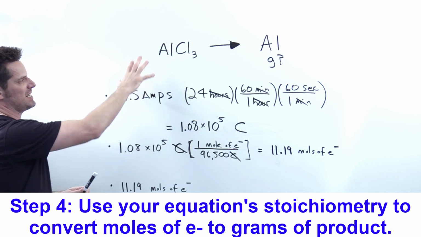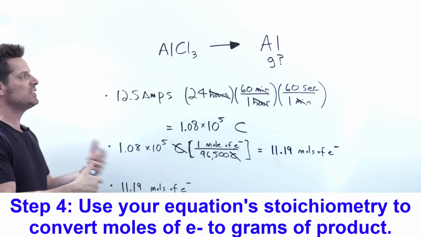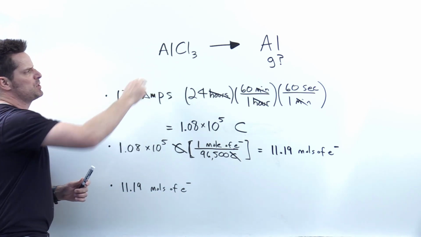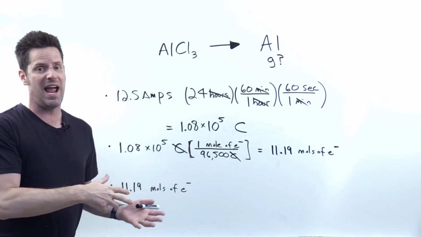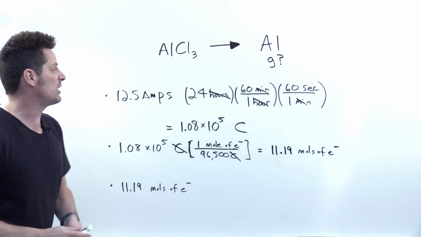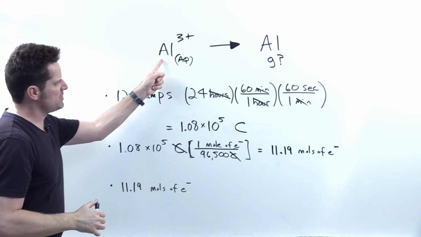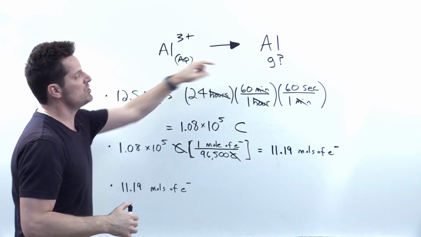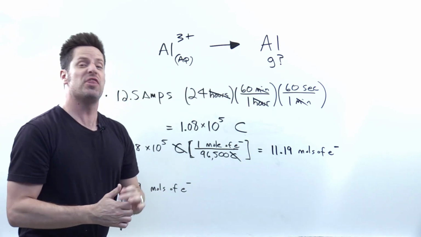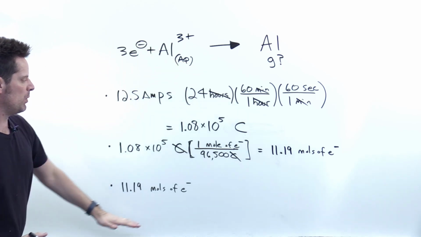That takes me to the next step. I'm going to use the balanced chemical equation to take my 11.19 moles of electrons and eventually convert to grams of aluminum. How do I do that? Well, over here, as I just pointed out, aluminum is always going to have a +3 charge. So for the sake of just simplifying this, I'm going to remove the chlorine and write out aluminum's +3 charge there. Now, if I have aluminum +3 right here, and it's going to get reduced down to aluminum 0, how many moles of electrons is that going to require? Yeah, it's going to require 3 molar equivalents of electrons. That is my stoichiometry there that will allow me to make this leap.